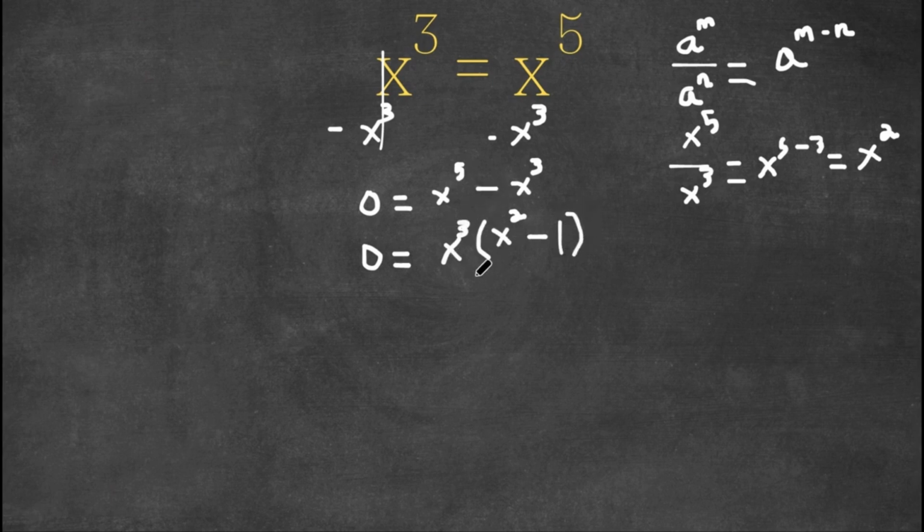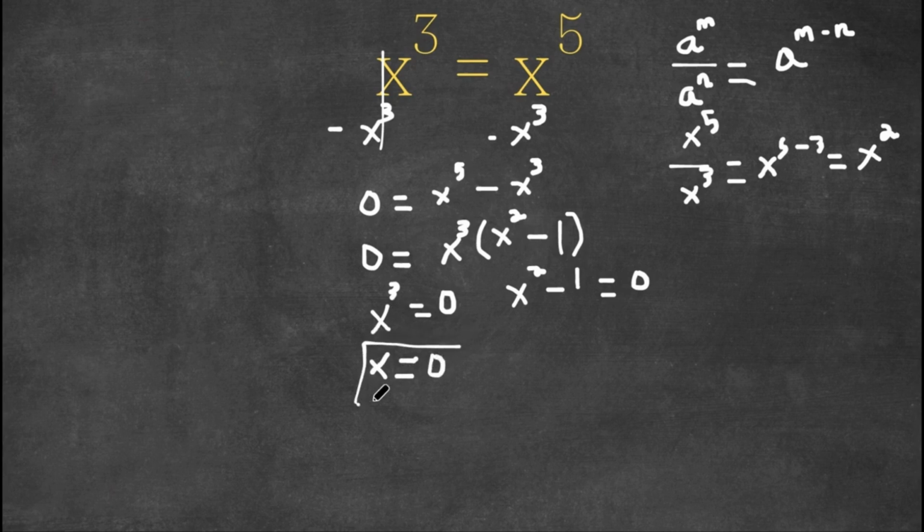So now we have two equations actually from this. We have x to the power of 3 equals 0 and x squared minus 1 equals 0. Well, x to the power of 3 equals 0. What to the power of 3 equals 0? The only number that fits in for x here is 0. So we have x equals 0. And this is one solution.